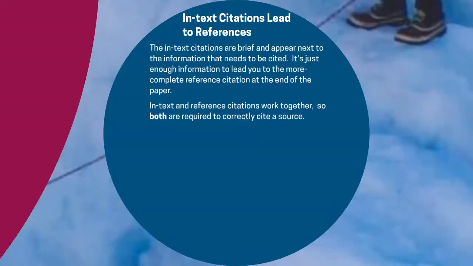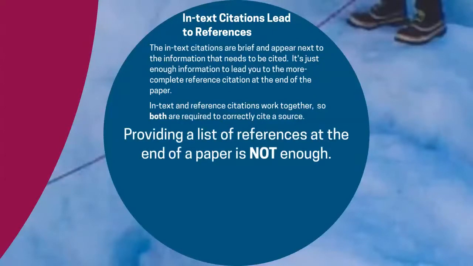If you just had an in-text citation, that's not enough publication information to be able to find a particular resource. However, if you don't include the in-text citations and you just list the references at the end, there's no way to know what pieces of information you used and where you used them in your paper. So you must use both. Providing a list of references at the end of your paper is not enough. You have to indicate where you have used that information with the in-text citations.